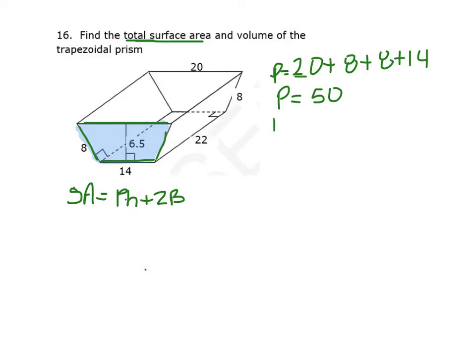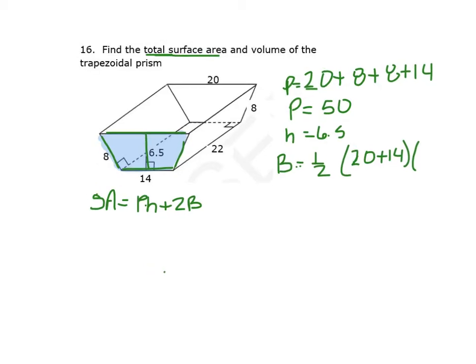We have the height of the trapezoid is 6.5. And then the area of the base, or a capital B, is going to be half the sum of the bases. So that's going to be 20 plus 14 times the height of the trapezoid, which is 6.5. And that's going to come out to about 110.5.